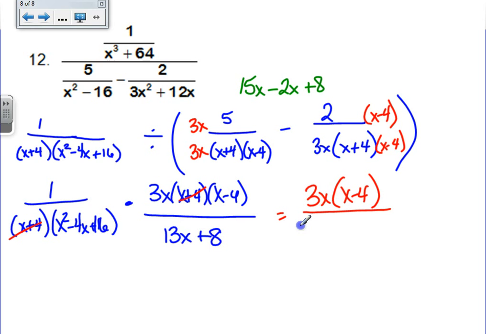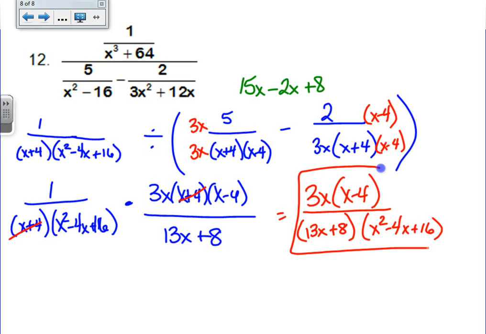And then on the bottom, really gross, I'm going to write the binomial first. We have a 13x plus 8. Yikes. And an x squared minus 4x plus 16. Gross, gross, gross. But you know what? Sometimes that happens in algebra. So that is lesson 9.5. We're going to stay on this for a couple days because it's kind of hard.